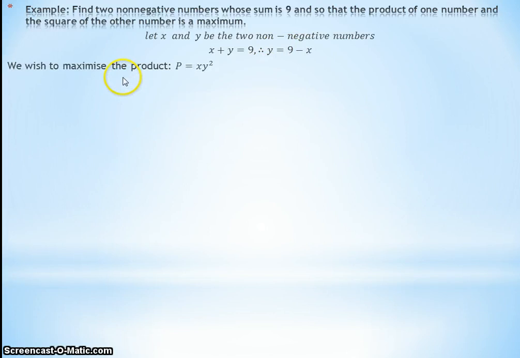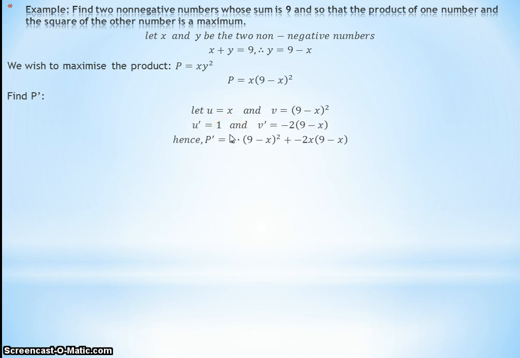Now the quantity that needs to be maximized is p, the product of one number and the square of the other. I already know what y is. Y is 9 minus x, so I substitute 9 minus x for y, and I find the first derivative. When I find the first derivative using the product rule over here, I get the first derivative equal to 9 minus x into 9 minus x minus 2x, which gives me 9 minus x into 9 minus 3x. So this is the first derivative.